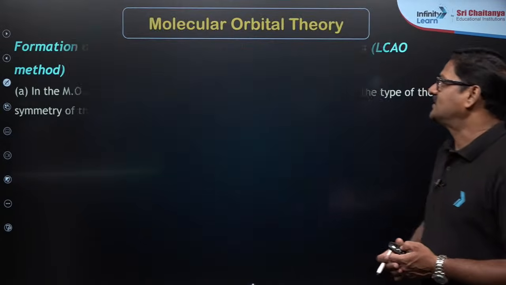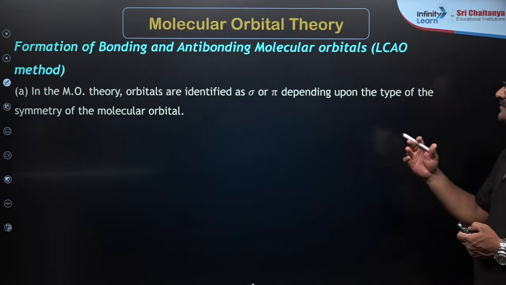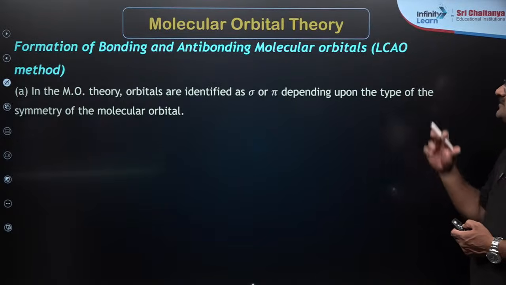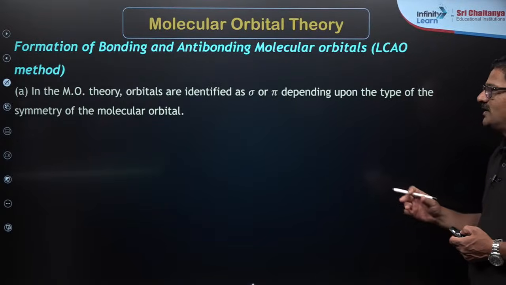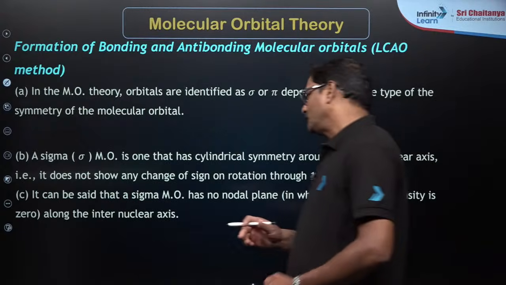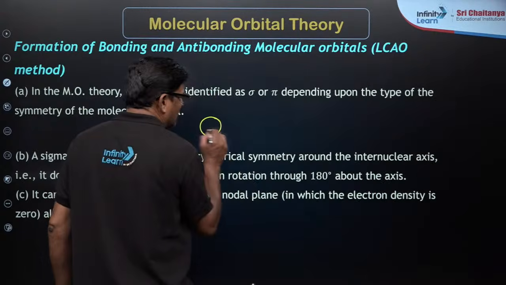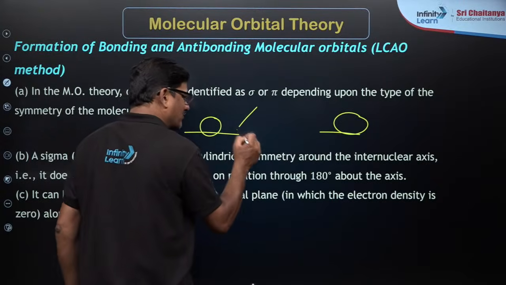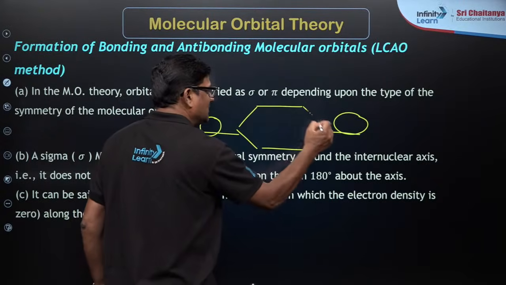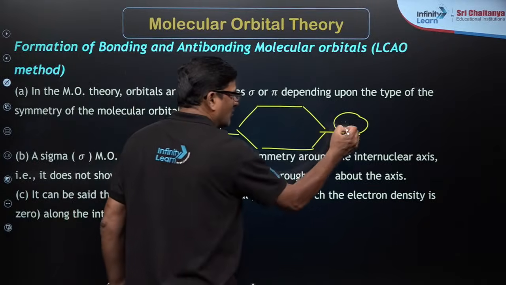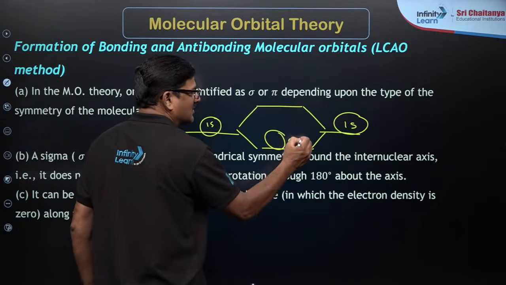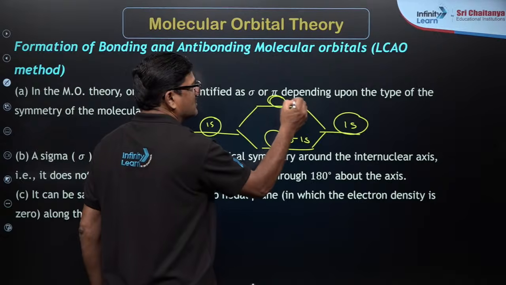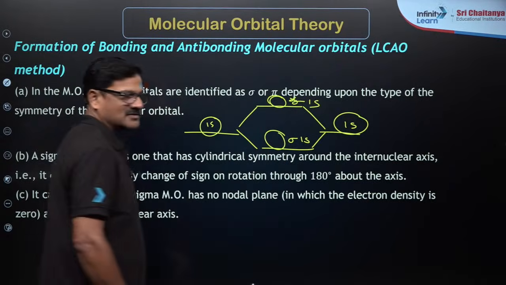Let us say in the molecular orbital, formation of bonding and anti-bonding molecular orbitals by the LCAO method. You can see when s orbitals with the same energy are combined, from that 1s orbital you are going to get sigma 1s and sigma star 1s orbitals.